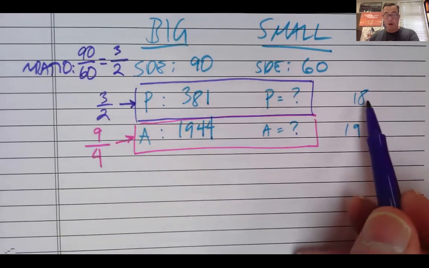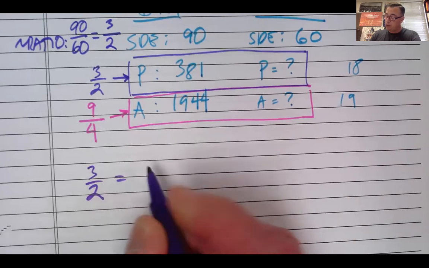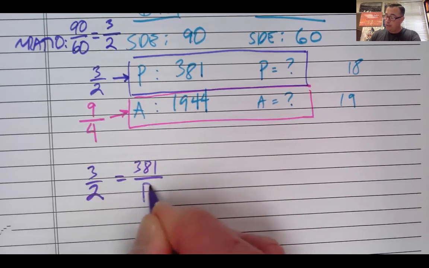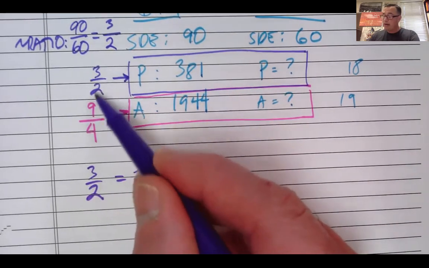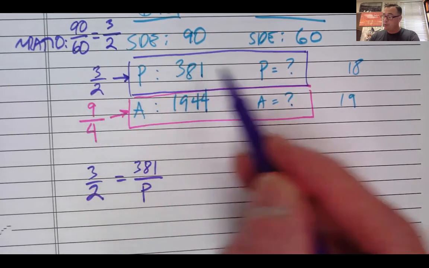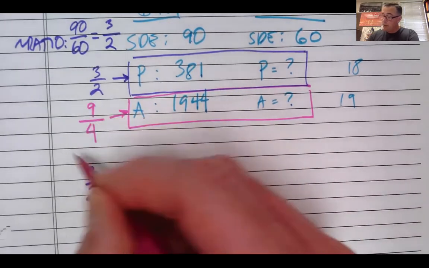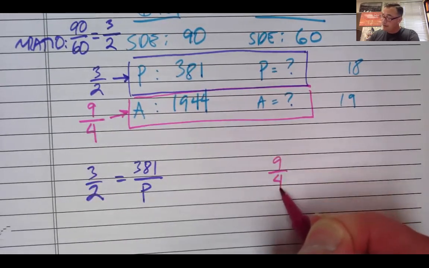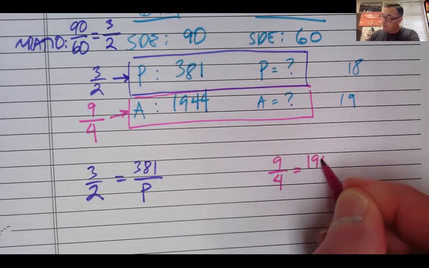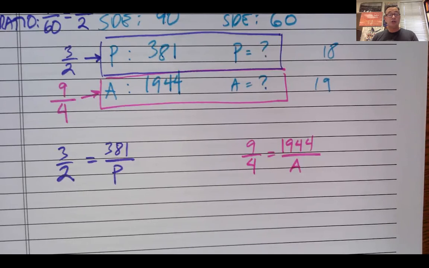So for problem 18, we're setting up the proportion 3 over 2 is equal to 381 over P, because we know that that is our similarity ratio from big to little. And here we're doing big perimeter over little perimeter. On the side here, I'm going to do the same thing with the area as a second problem. Here we're using 9 over 4 as our base because that's the area. And we'll use 1944 over A. Now, to solve for these, I just have to cross multiply and solve.